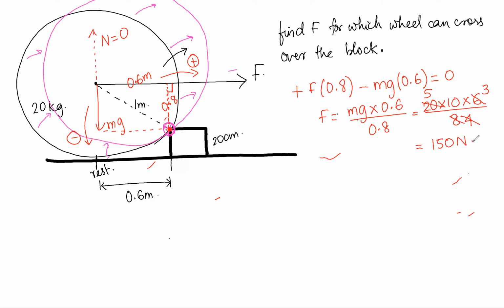The amount of force required to start the wheel or to just move the wheel over the block is 150 newtons. You might have had some experience with this when you try to run your scooty over a stone or something. So you turn the accelerator a little hard and then the scooty just goes up. That is the minimum amount of force required to get this wheel over that block.